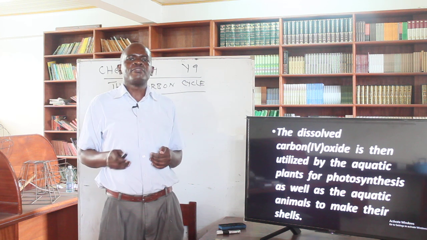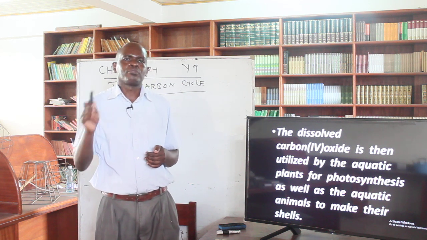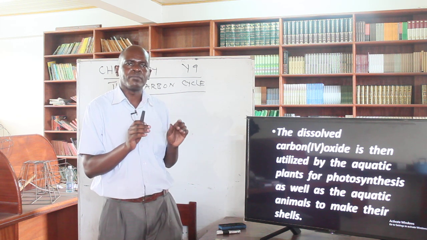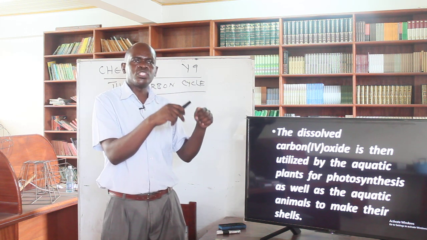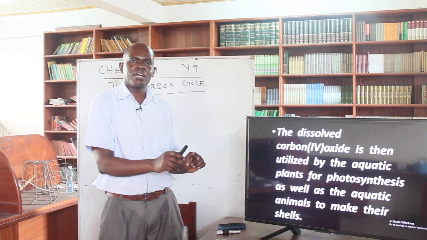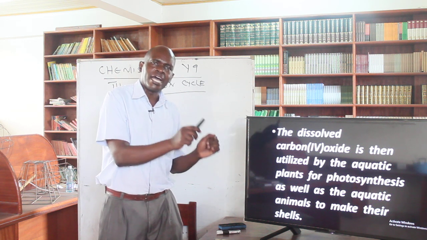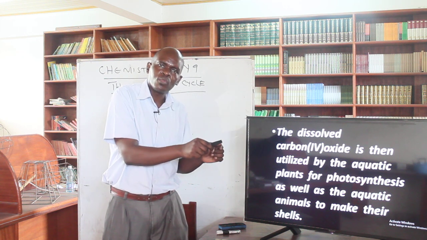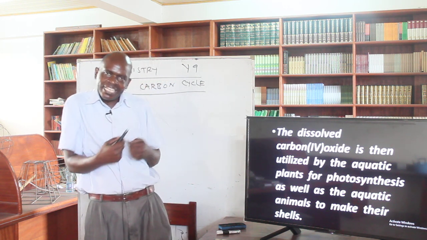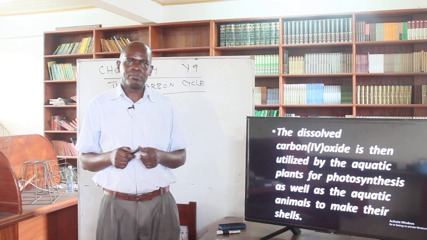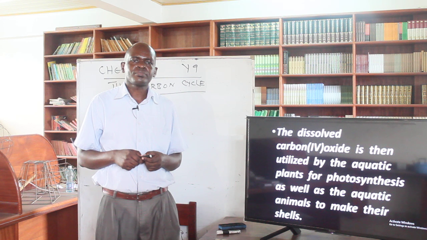Then when they manufacture the food, they will be fed upon by the aquatic animals which are inside the water. So you can see that the carbon dioxide dissolved in water has been taken up by the plants. Then the plants have manufactured the food containing the carbon. Animals are feeding on this food with the carbon, then taking the carbon from the plants. You can see the pathway being taken by this carbon.